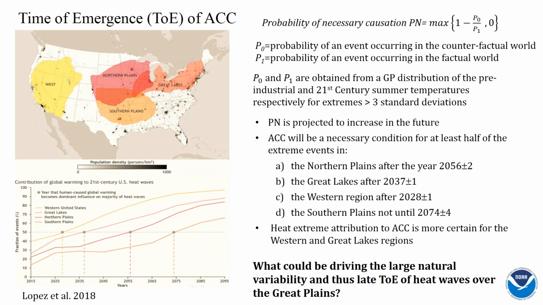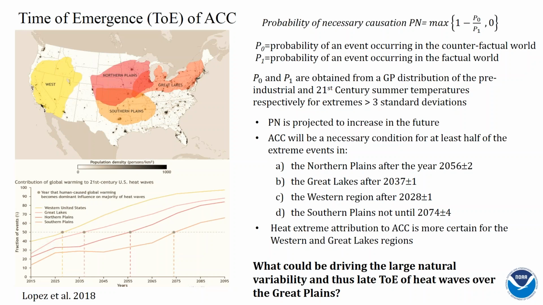You see that for the Western US, at this moment, about 40% of the heat waves could be attributed to climate change. And climate change will be the dominant driver. That's the dots above the dashed horizontal line at 50%. So climate change will be the dominant factor for at least half of the heat waves as soon as the next decade in the Western US. But for the Great Plains, this doesn't occur until well into the 21st century, up to the 2070s for the Southern Plains.